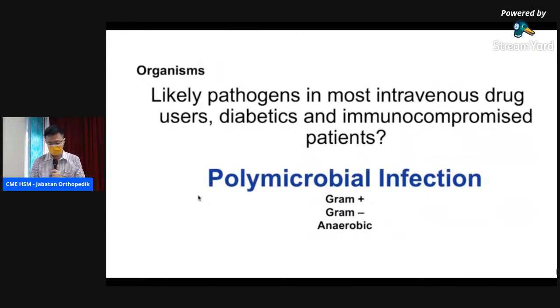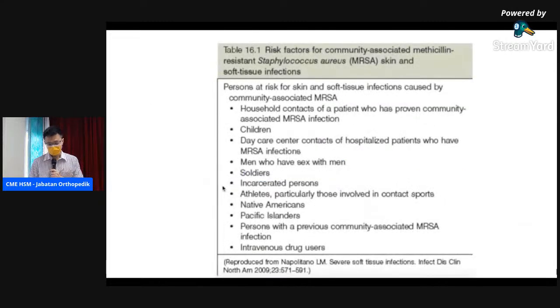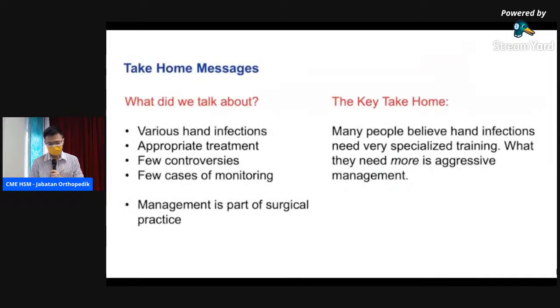Any patient who comes with an infection, we must elicit the history about any immunocompromise. Is the patient an intravenous drug user? Is he diabetic? Is he taking some steroids? In this kind of patient, the most common is polymicrobial infection having gram-positive, gram-negative, and anaerobic infection. MRSA, community-associated MRSA infection is becoming more common, and we need to be aware of that.